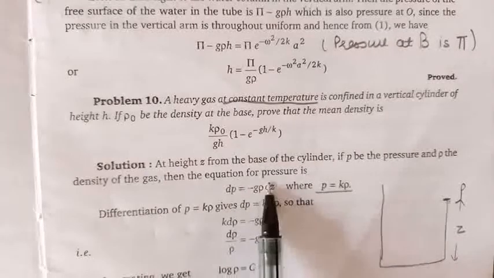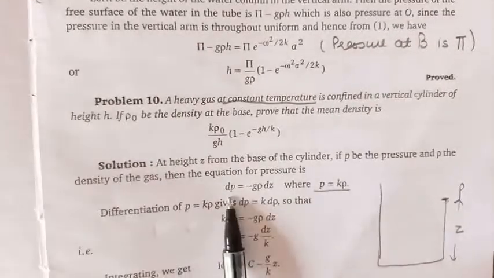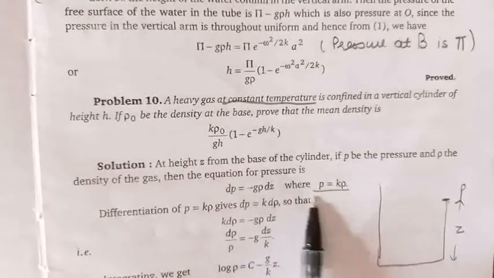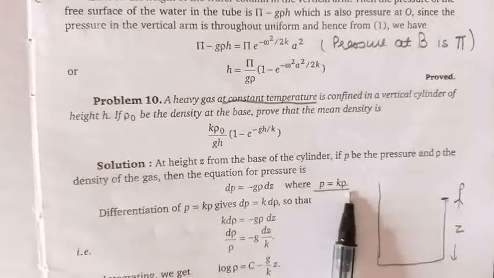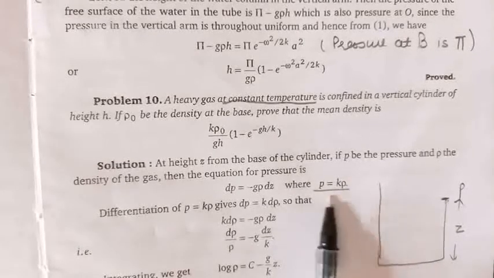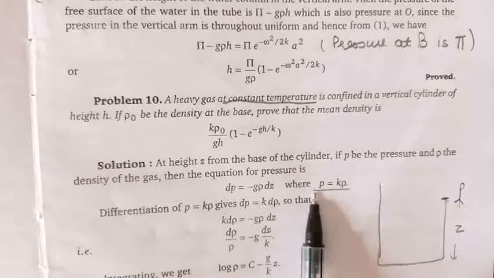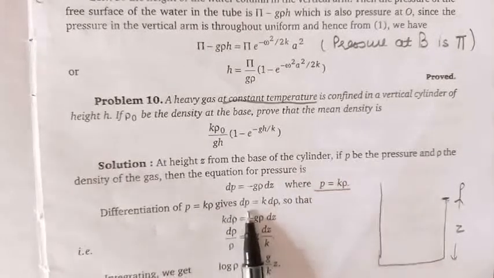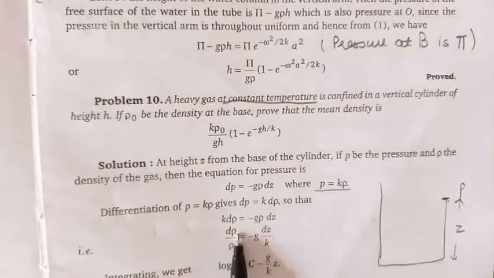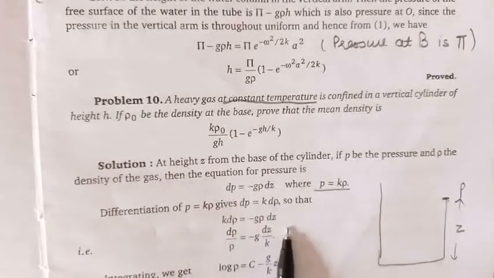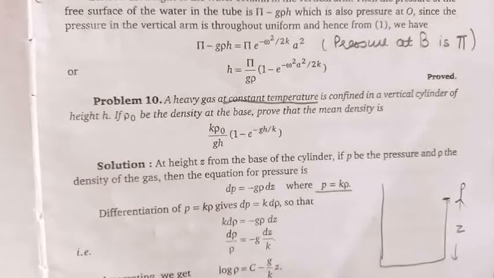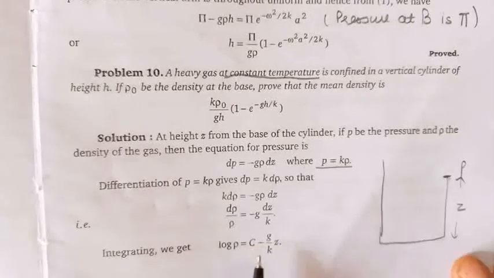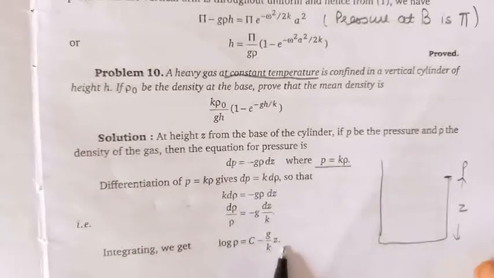We can write the differential equation of pressure, which is given by dP is equal to minus rho g dz, and pressure is given by Boyle's law, which is k into rho. Now, differentiating this equation, we get dp is equal to k into d rho. So, equating the two values of dp, we get k d rho is equal to minus rho g dz. Separating the variables and integrating, we get log of rho is equal to c minus g upon k into z.